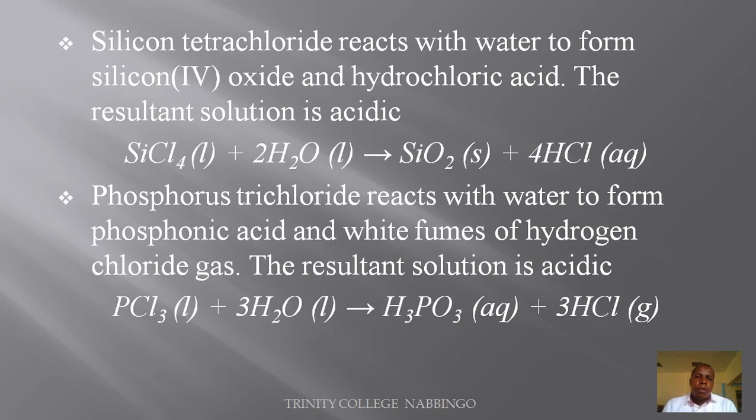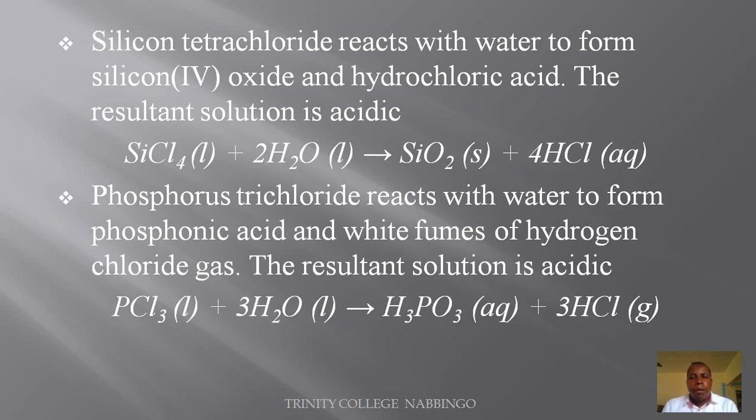Then silicon tetrachloride reacts with water to form silicon oxide and hydrochloric acid. This reaction results in the formation of an acidic solution because we are forming hydrochloric acid. I would like you to notice the trend in the formation of acidic solutions. For sodium chloride and magnesium chloride, we said when we put them in water, their solutions are neutral. However, as we move towards aluminium, it is acidic. Then for silicon, we are also realizing it is acidic because we are forming hydrochloric acid.